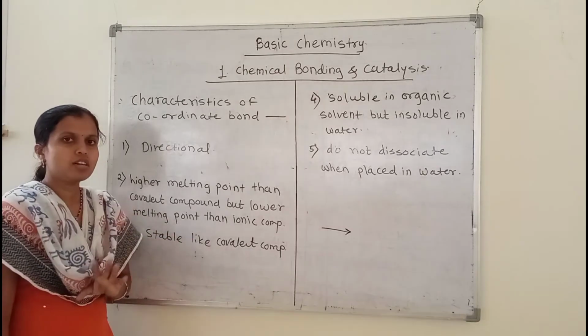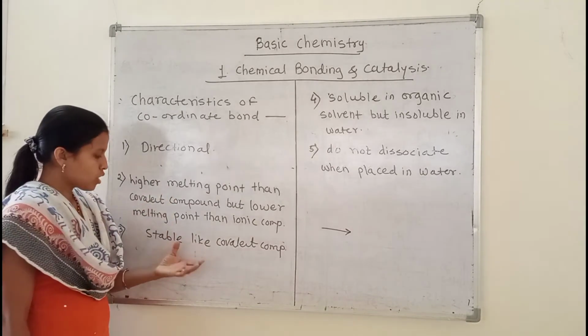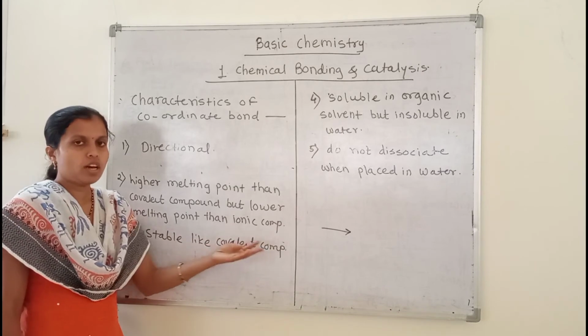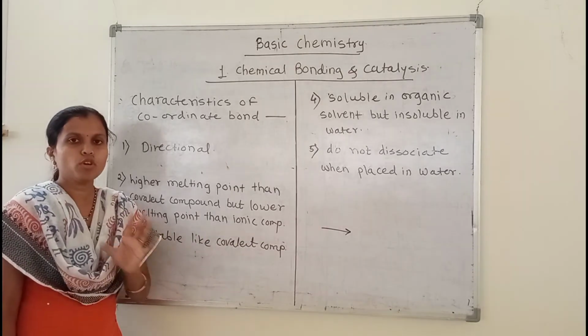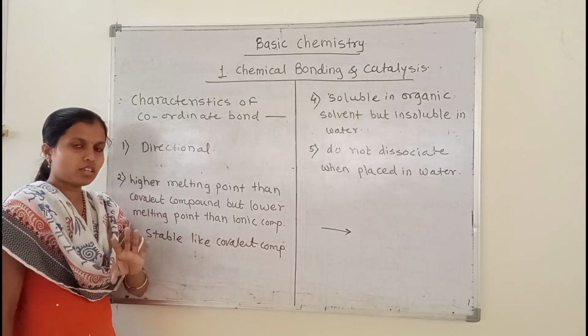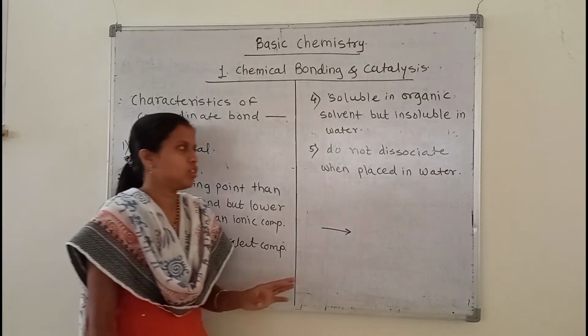Okay. The next characteristic is that these coordinate compounds are stable. These compounds are stable in nature because they can complete their octet. Okay. So that's why they are stable, like covalent compounds. Covalent compounds are also stable, and in the same way these coordinate compounds are also stable in nature.